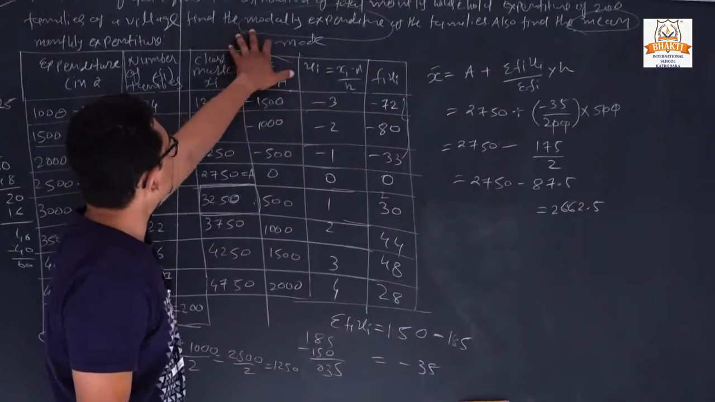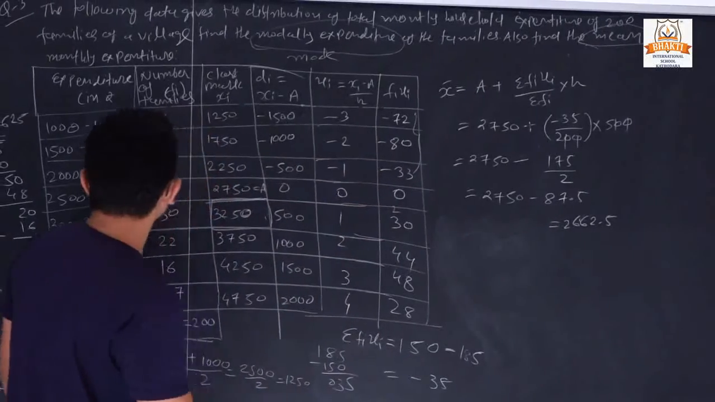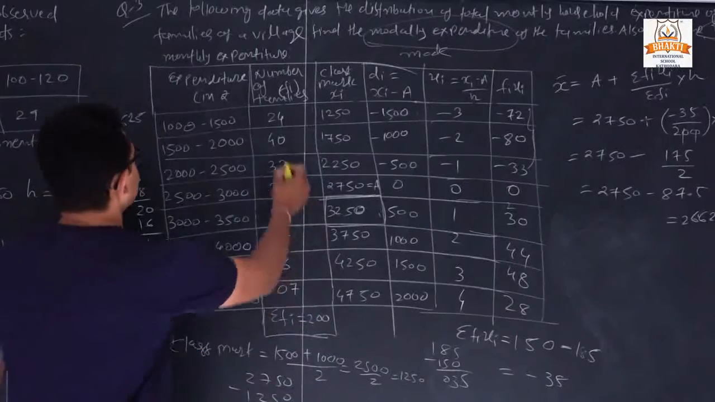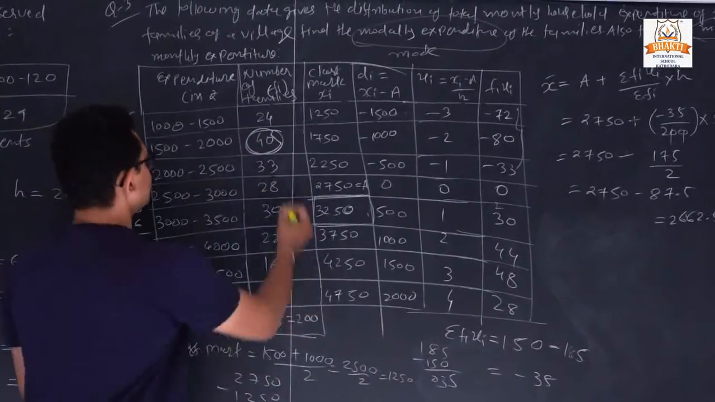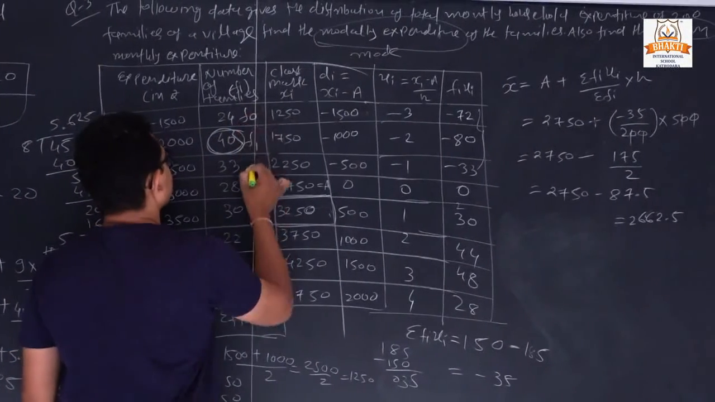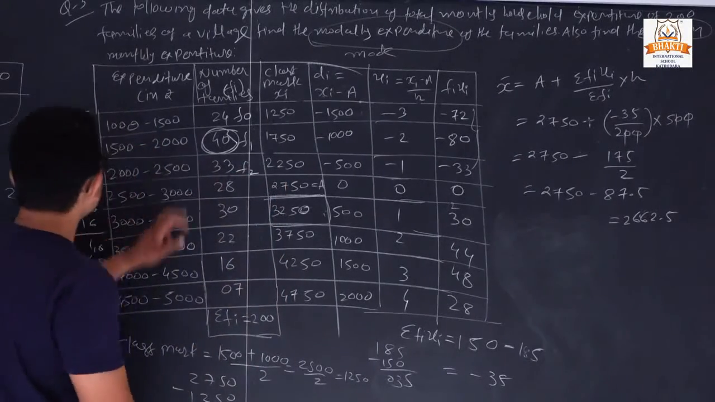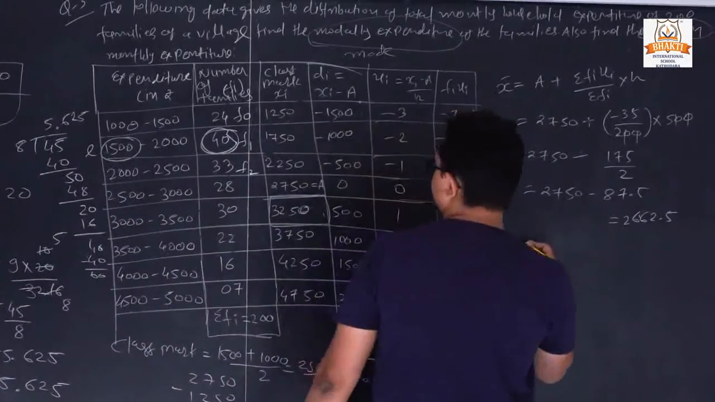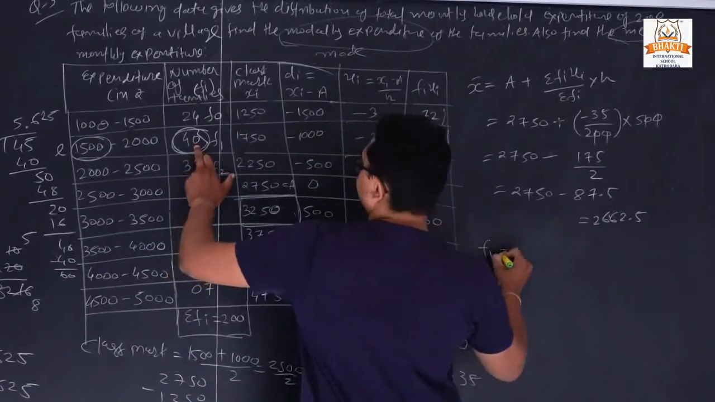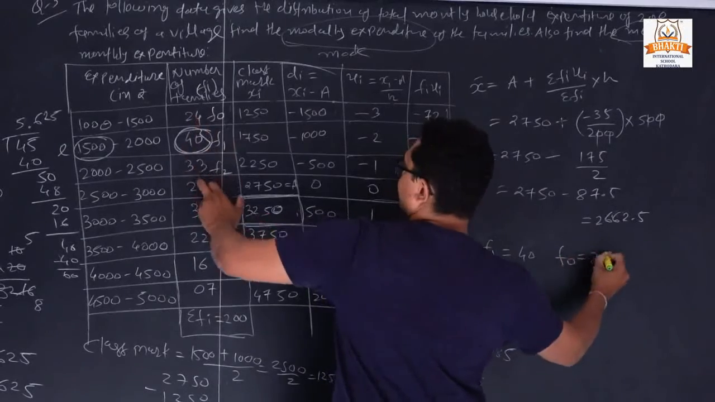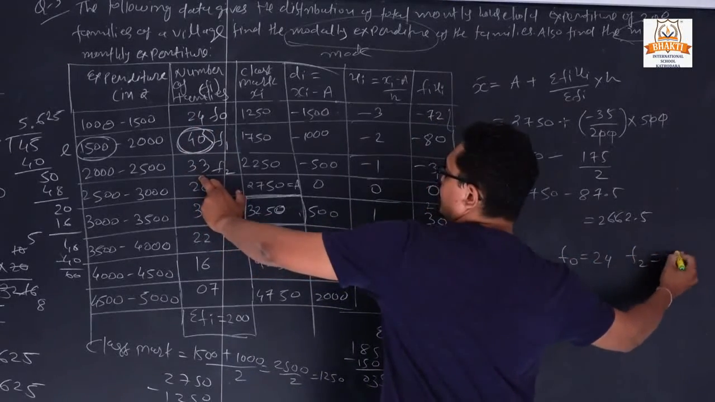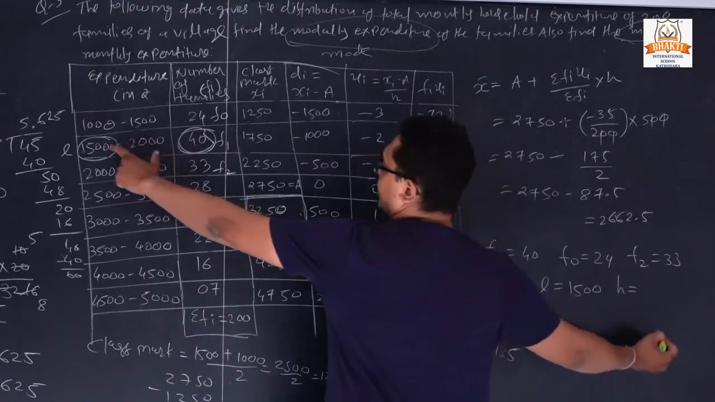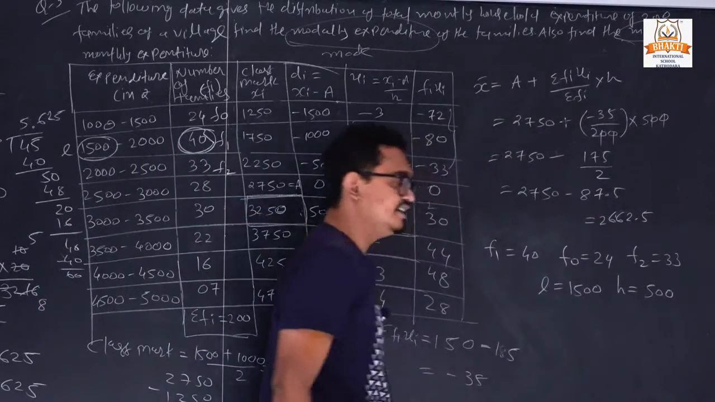Now next we can also find the value of mode. So first of all, see which class in this column has the maximum frequency. It is 40. So it is our f1, this is f0, and this is our f2. So what is the value of L? It is 1500. So first of all we write the data: f1 is 40, f0 is 24, f2 is 33, L is 1500, and h, upper limit minus lower limit, is 500.